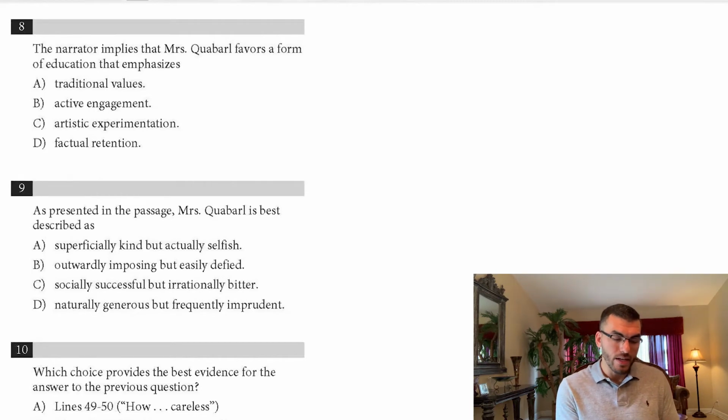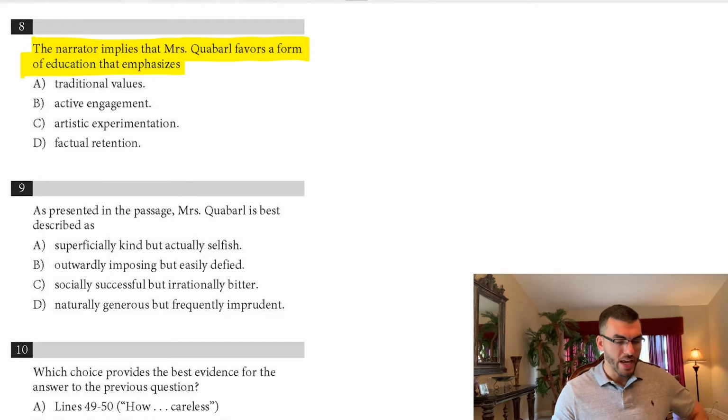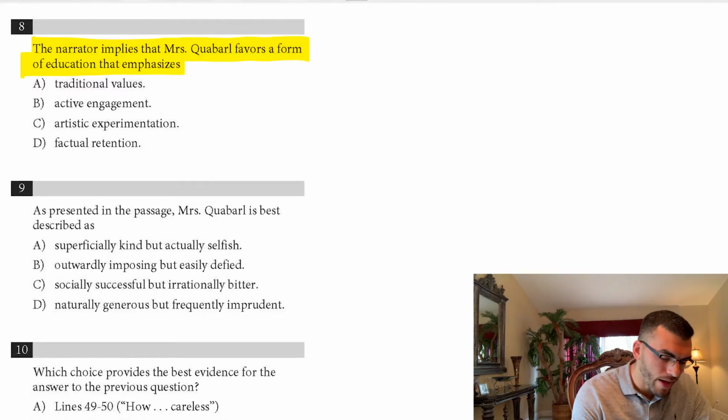Do we have to read the entire passage to understand what the narrator implies is Mrs. Q's favorite form of education? The narrator implies that Mrs. Q favors a form of education that emphasizes what? Is that what the entire passage is going to be about? What type of education she prefers? Probably not. It's probably going to be in one specific part of the passage. So we're going to say this is a specific question type.